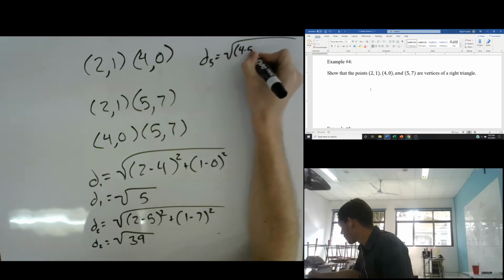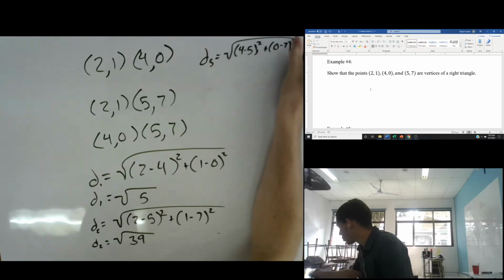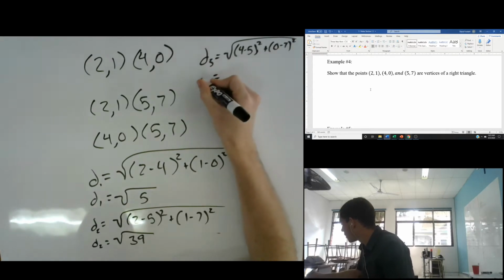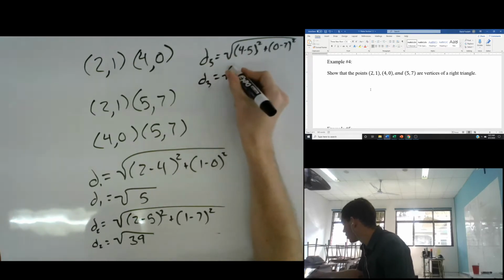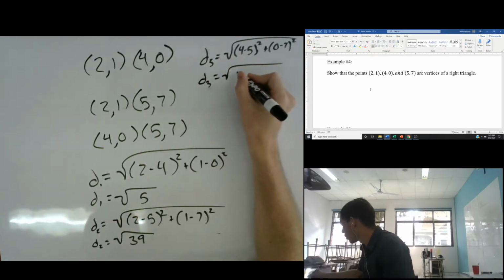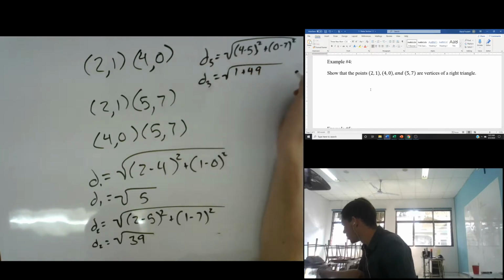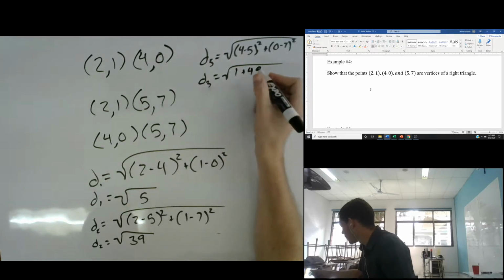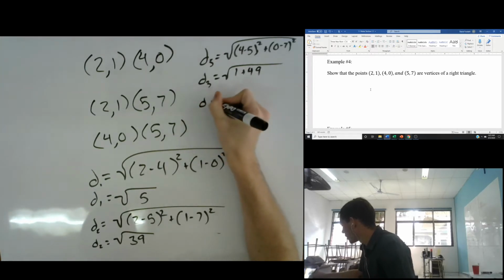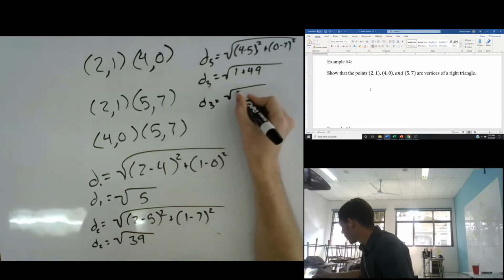Distance 3 is 4 minus 5 squared plus 0 minus 7 squared. So if you do the math, 1 squared is 1, plus 7 squared is 49, so 1 plus 49, you're going to get 50.